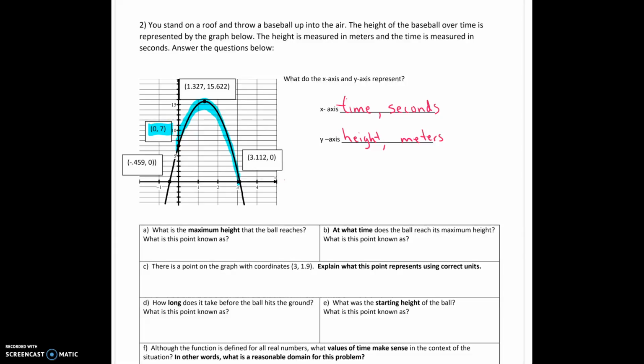So the first question is, what's the maximum height that the ball reaches? So again, I only need the height, and the maximum height is where I'm going to be looking right here. This is the highest the ball went, and I only need the height. So what we already wrote is that the y-axis is the height, so the y-coordinate is the height. So it will be 15.622 meters, and this point is known as the vertex.